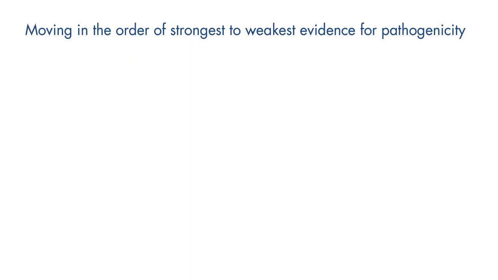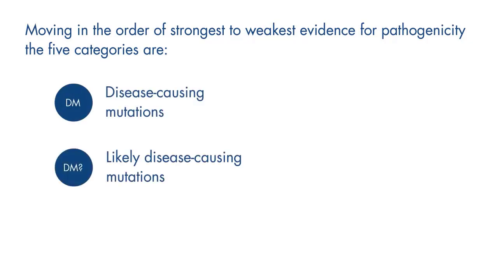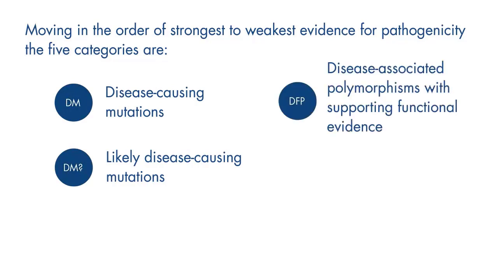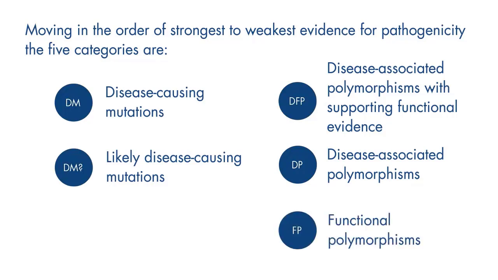Moving in the order of strongest to weakest evidence for pathogenicity, the 5 categories are DM, disease-causing mutations, DM?, likely disease-causing mutations, DFP, disease-associated polymorphisms with supporting functional evidence, DP, disease-associated polymorphisms, and FP, functional polymorphisms.